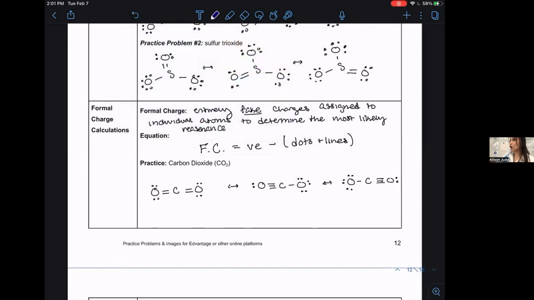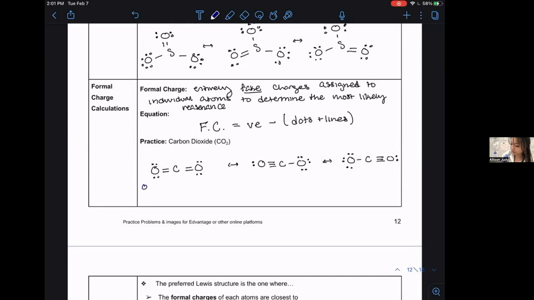And so I say the oxygen starts off with 6 valence electrons. That's the valence electrons that oxygen brings into the party. But according to this structure, it has 4 dots and 2 lines. So it has a formal charge of 0. And it would be for this one as well, because they are chemically and structurally equivalent.